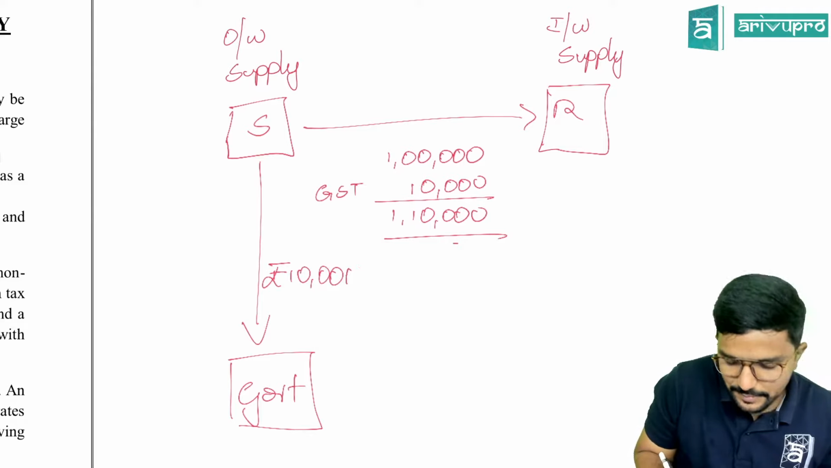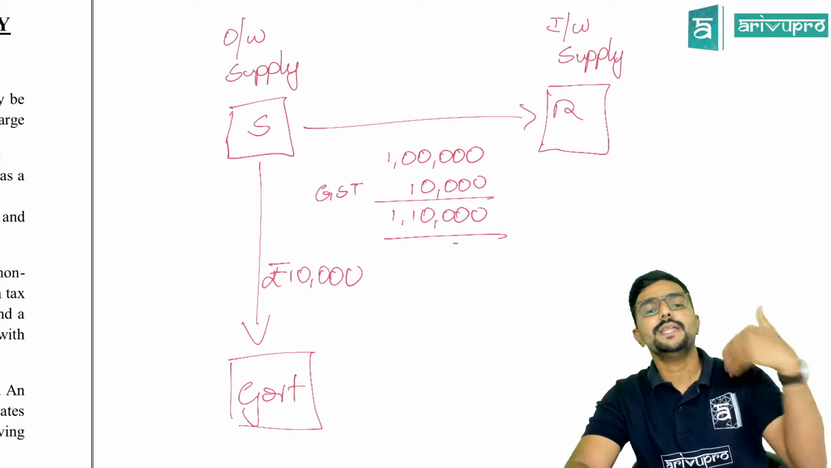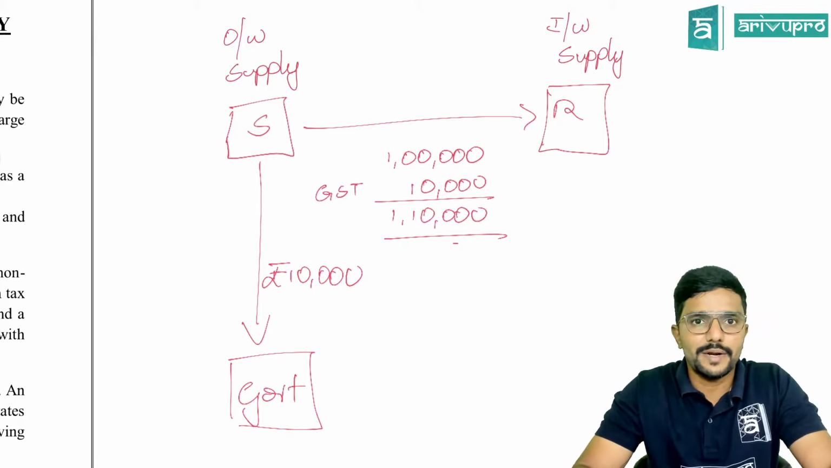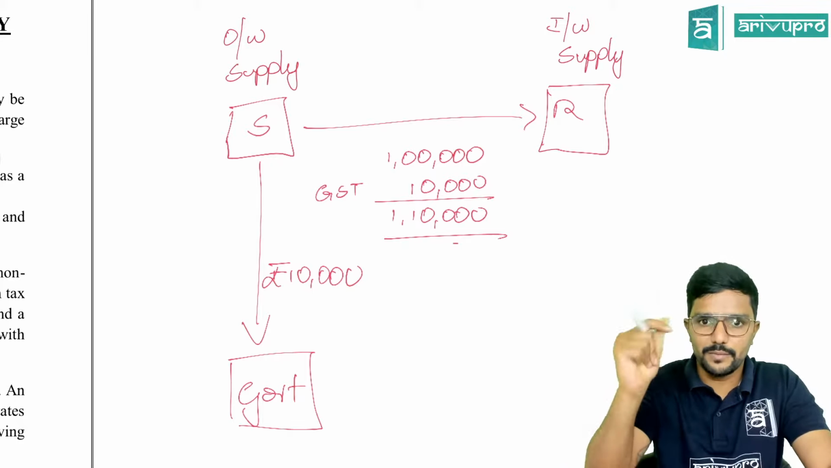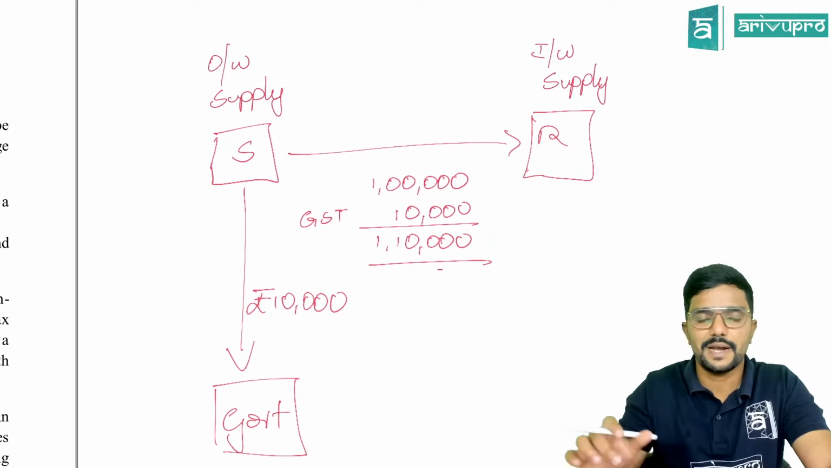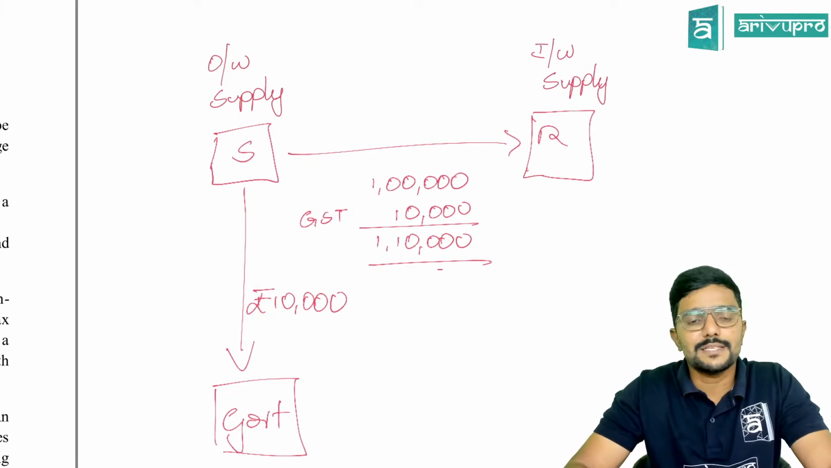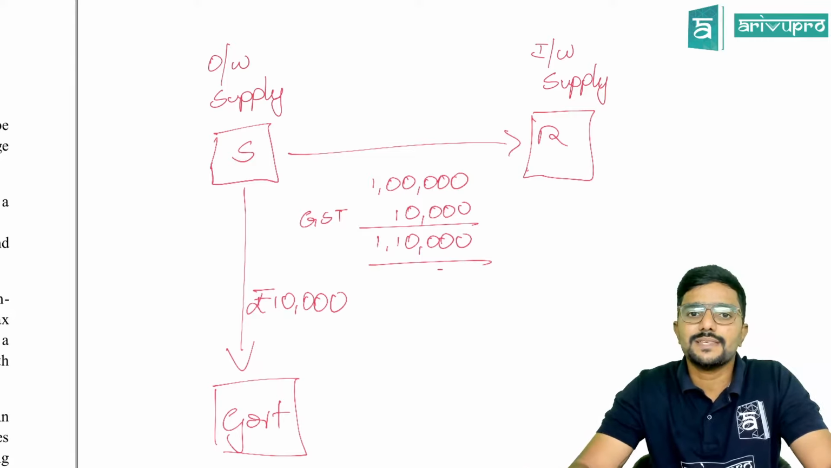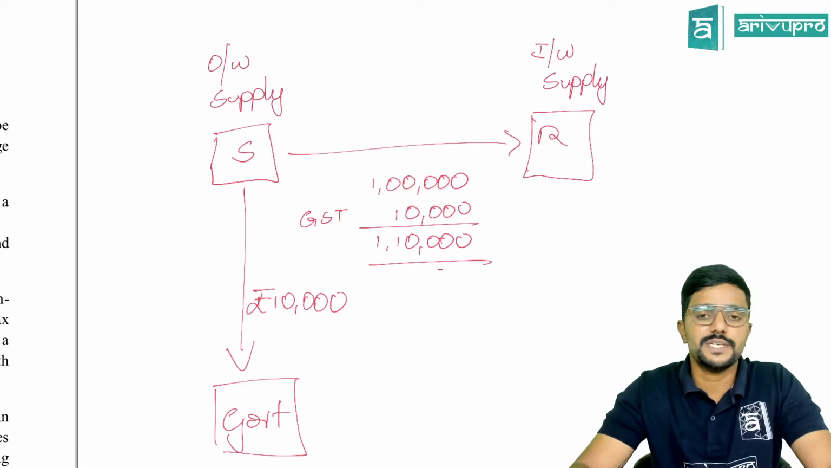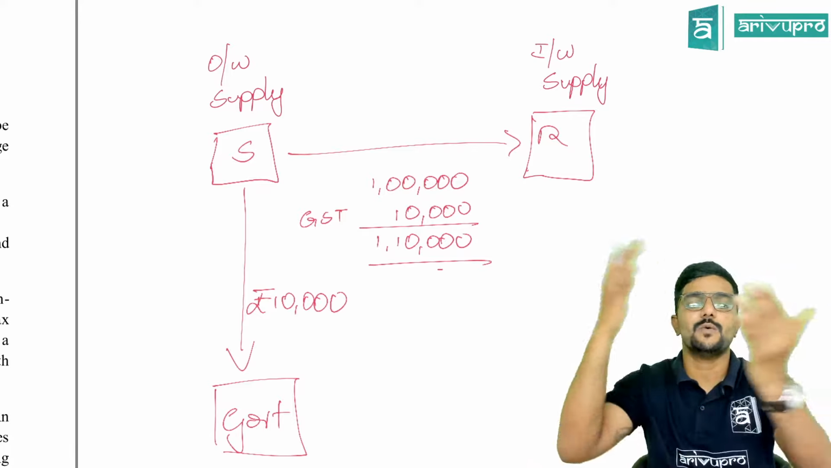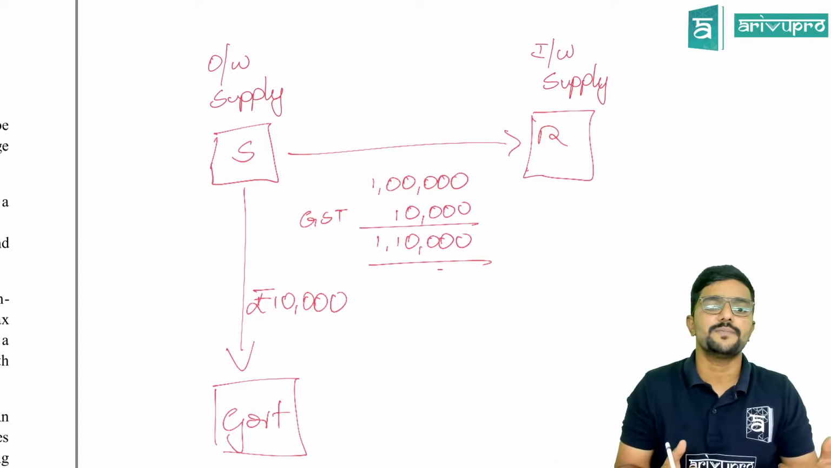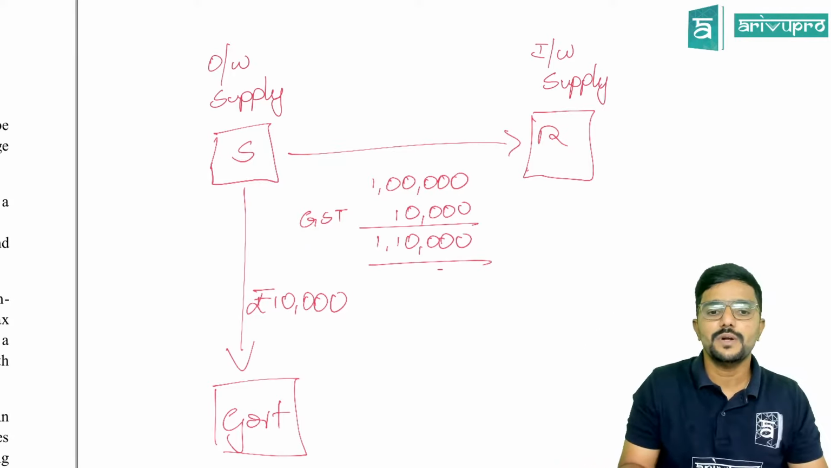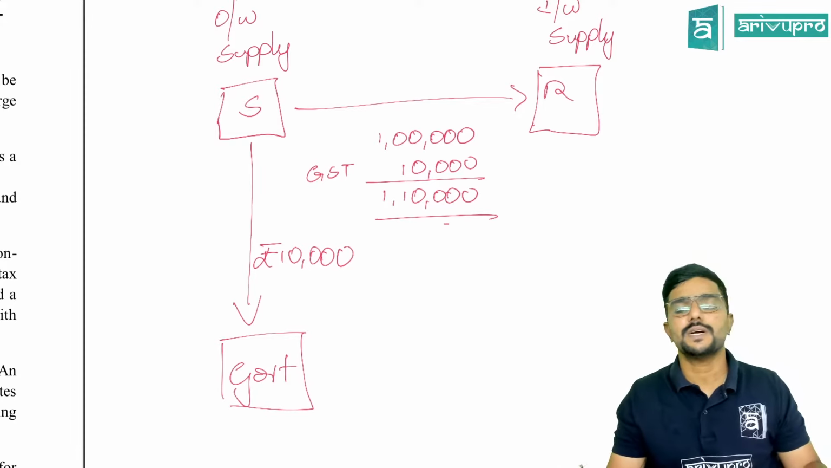Some time limit is given to the supplier to deposit it to the government. Please pay attention, I will be explaining one by one. The supplier has made an outward supply to the recipient. For the recipient, it is an inward supply, which is nothing but purchases. The supplier supplied for 1 lakh, on which he is liable to pay 10,000 GST. So the supplier collected 1,10,000 in total from the recipient. 1 lakh is the supplier's revenue, and 10,000 he has to deposit to the government.